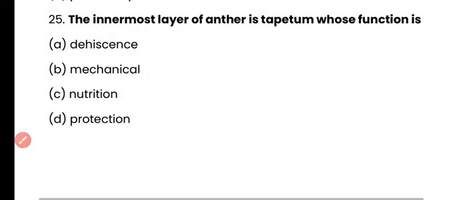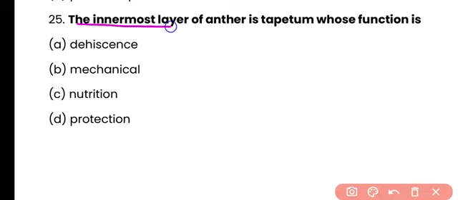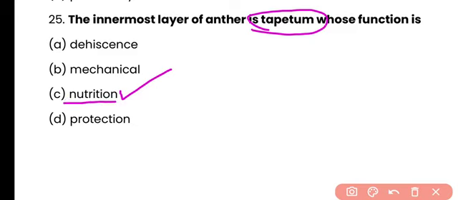Question number 25. The innermost layer of anther is tapetum whose function is dehiscence, mechanical, nutrition, protection. Correct answer is option C. The innermost layer of anther is named tapetum and it provides nutrition to the developing pollen grains.